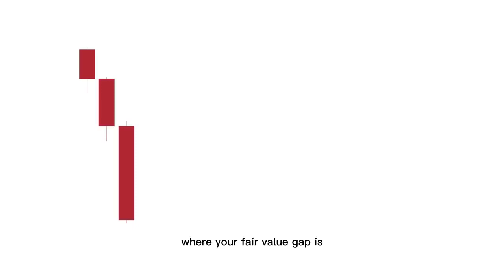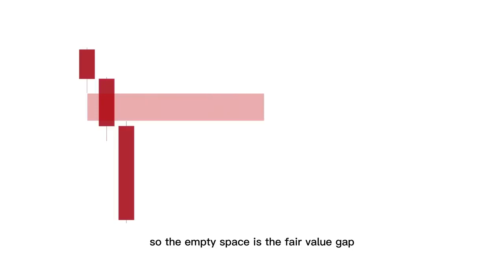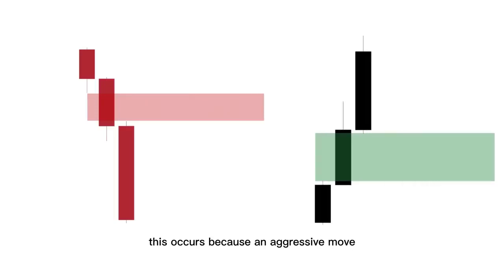What your fair value gap is: the connection between the two wicks and your body is the separator, so the empty space is the fair value gap. And why does this occur? This occurs because an aggressive move forces the market to move quickly, which causes the market not to be offered on both sides fairly. So let's go over this example of a fair value gap.